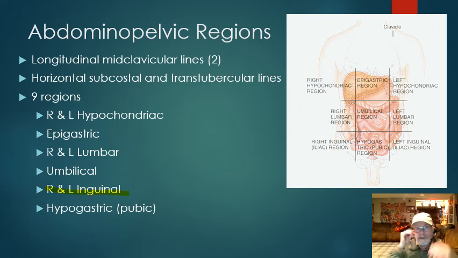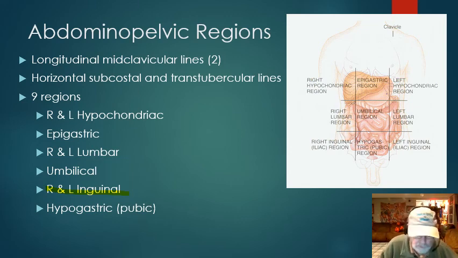And again, these regions are defined by two longitudinal mid-clavicular lines, from the middle portion of the clavicle straight on down, and then the horizontal subcostal line, which is the top line below the cartilage of the ribs on both sides, and then the transtubercular line, going from the anterior superior iliac spine on the right to the anterior superior iliac spine on the left. It just helps me to define where things are a little bit better.